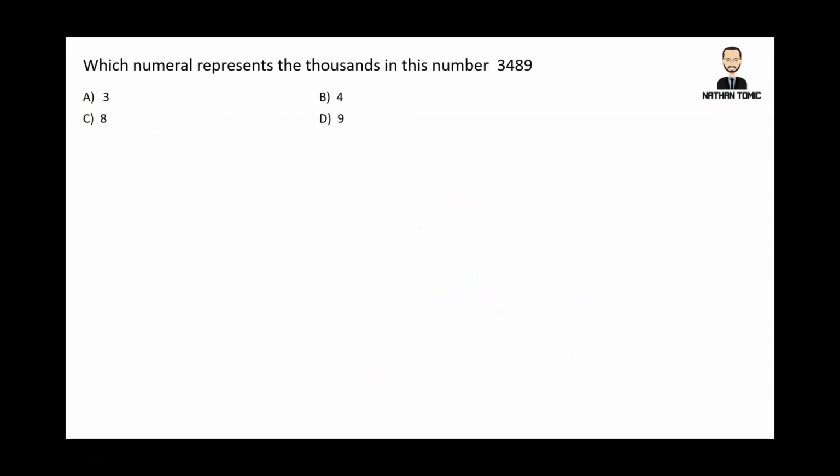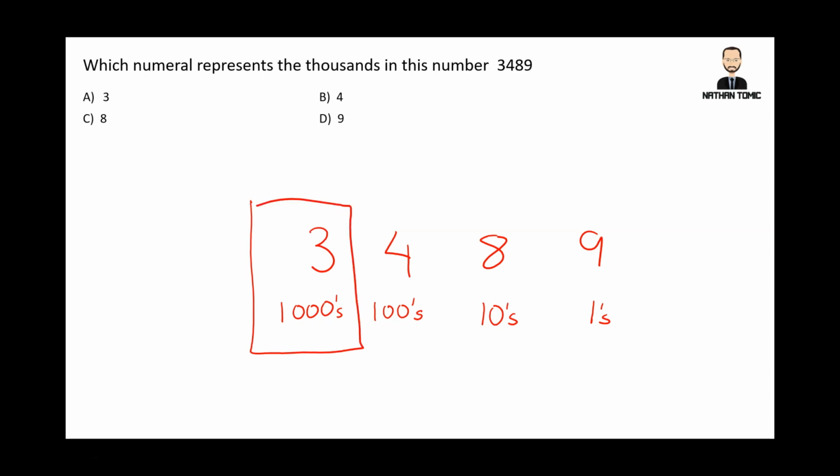Which numeral represents the thousands in this number? So which one is the thousands column? So again, if we think about it, we have 3, 4, 8, and 9. I'll space them right out for some space. So this is our ones, this is our tens, this is our hundreds, and this must be then our thousands. So the number in the thousands column is, of course, the number 3, or the numeral 3. So the correct answer would be A for 3.